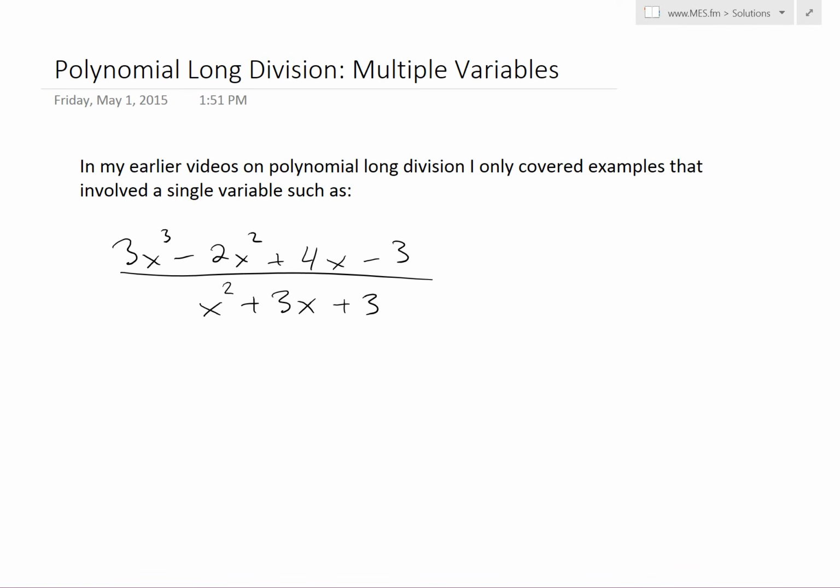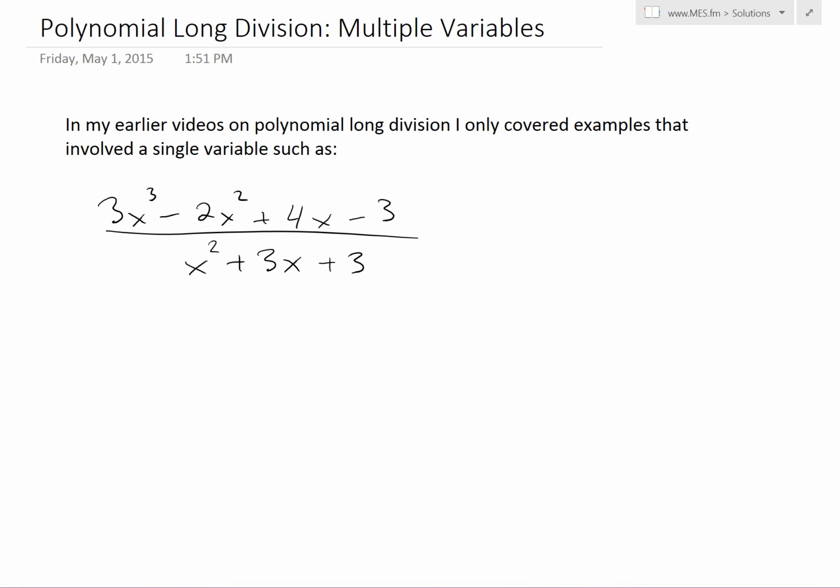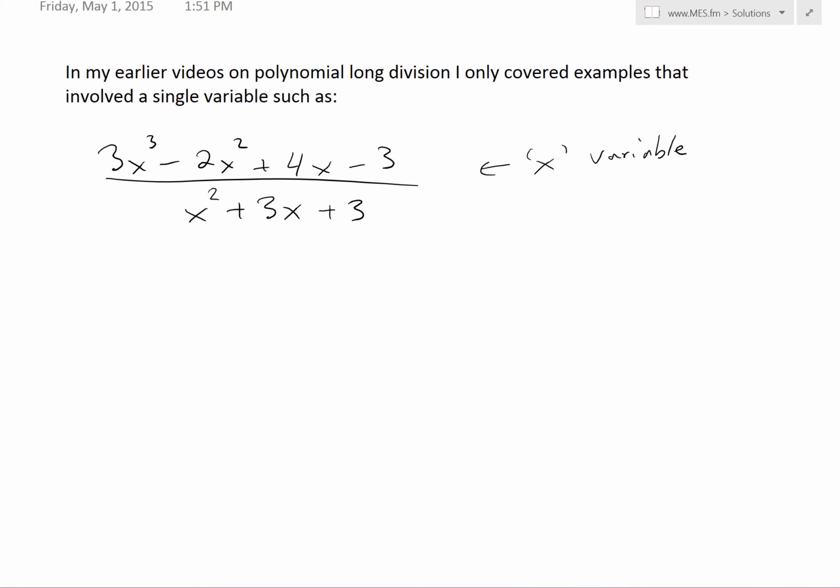Turn to discuss polynomial long division and now look at what happens when we deal with multiple variables. Basically, in my earlier videos on polynomial long division, I only covered examples that involved a single variable, such as this example right here, which is just the x variable. So that's just one variable. And you can see how I solved this in my earlier videos in the video links below in the description.